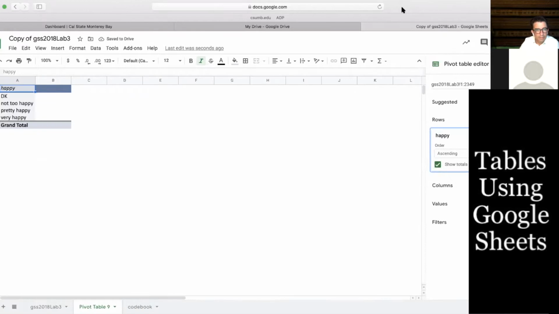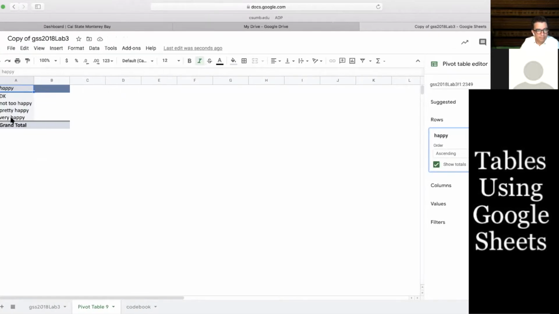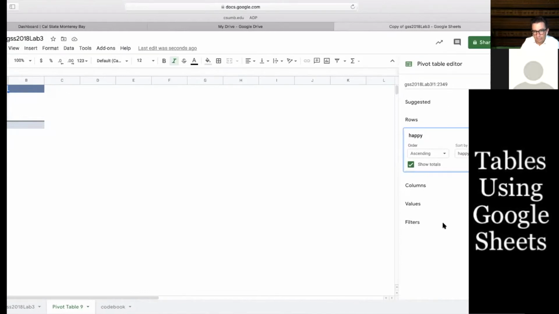Now when you click, this variable is there, but let's say I don't want that don't know category for happy. People should know if they're happy or not when asked. So I'm going to just filter all those values out, and you know how to do that. The way to do that is go to filters. I'm going to add a filter for the variable happy, and we don't want that don't know, so we uncheck there and okay.